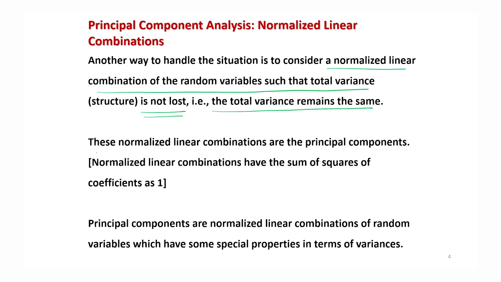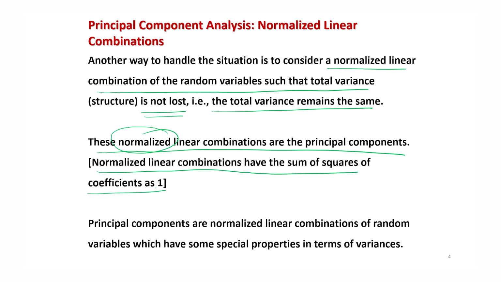And actually these normalized linear combinations are the principal components. Why are we calling them normalized? Those linear combinations are called normalized linear combinations which have the sum of squares of the coefficients equal to 1. Suppose I say a1 x1 plus a2 x2, and suppose a1 square plus a2 square is equal to 1, then I would say that a1 x1 plus a2 x2 is a normalized linear combination of x1 and x2.